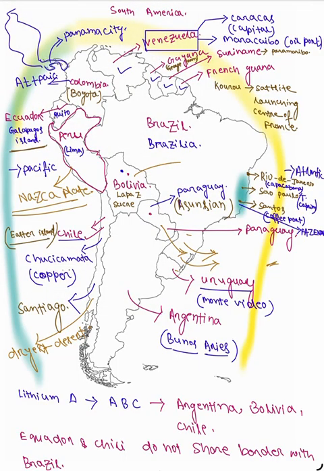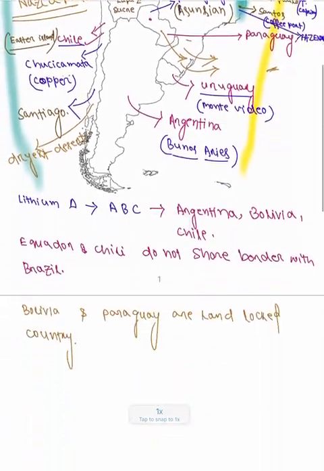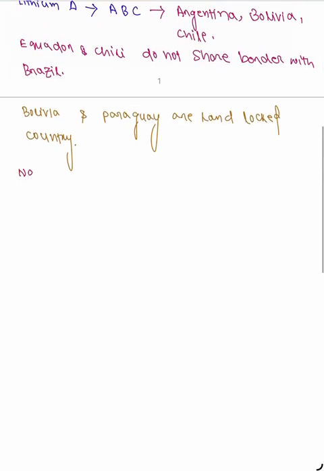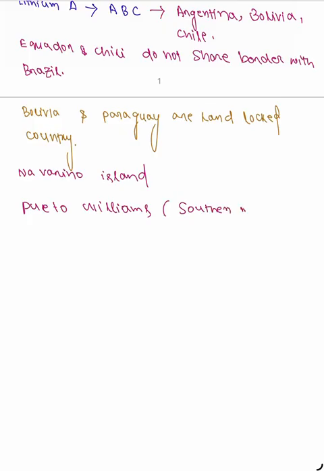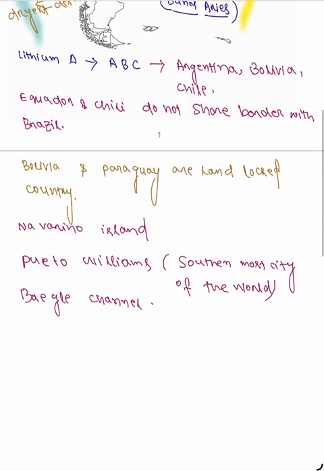One is, in Chile there is something called Navarino Island and Puerto Williams. Puerto Williams is the southernmost city of the world. We have missed this. And Beagle Channel. Beagle Channel is related to Chile or near Chile.